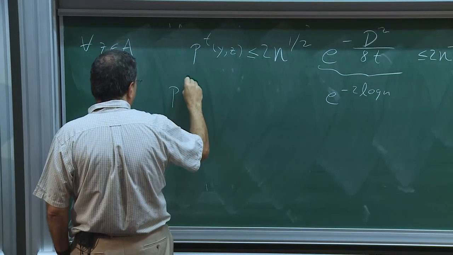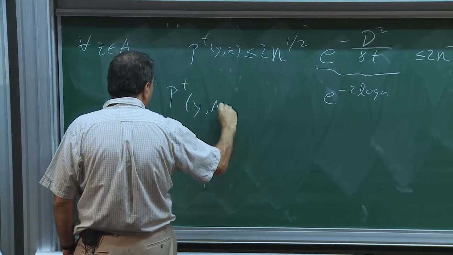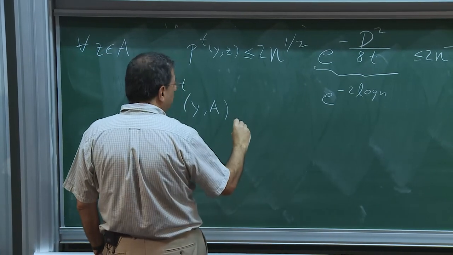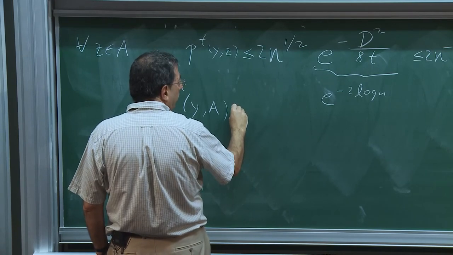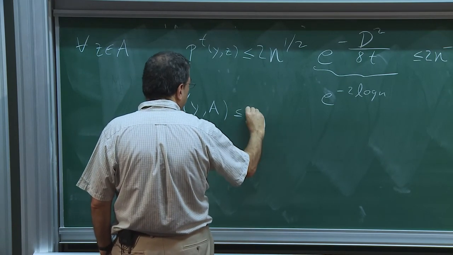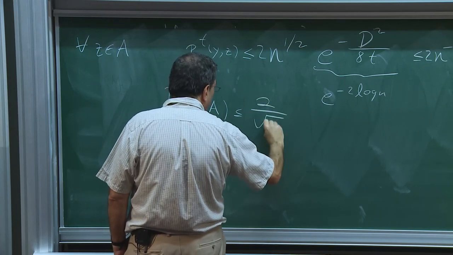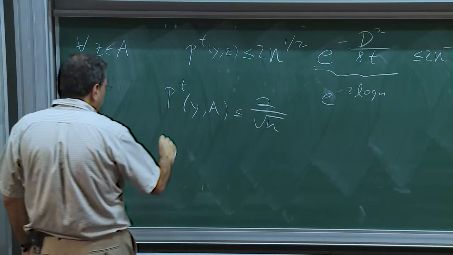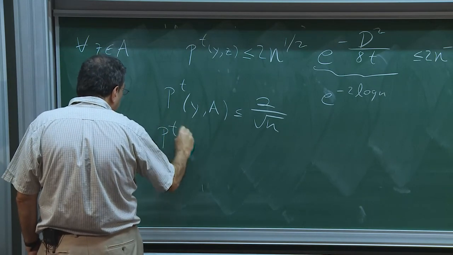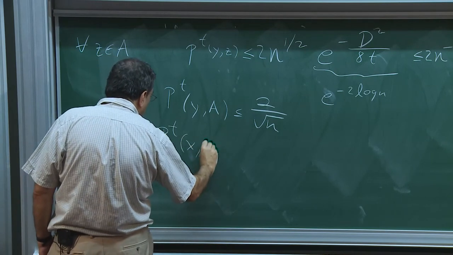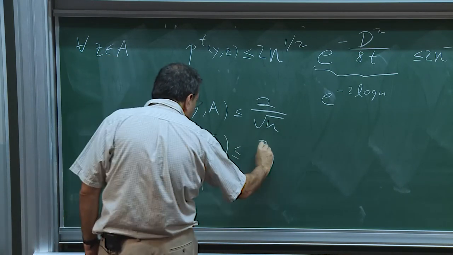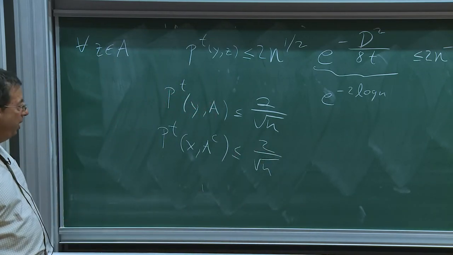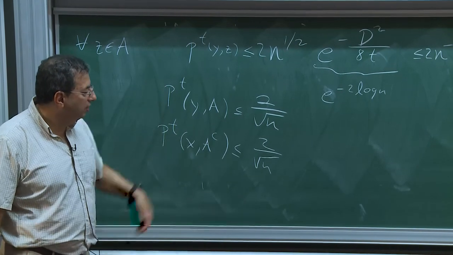In other words, the transition probability from y to A is going to be less than 2 over root n, because the size of A is at most n, just sum over z. On the other hand, the same argument gives that the transition probability from x to A complement is also less than 2 over root n, because anything in A complement has distance bigger than D over 2 from x. So it's exactly the same argument, which gives us this bound.